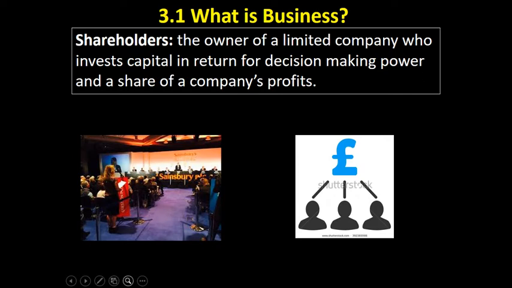At the annual general meeting, I've got a picture here from Sainsbury's annual general meeting, where the shareholders sitting here are able to vote on important matters, particularly regarding the appointment of directors to run the business, and they might be able to raise any issues that they have. It looks like that's what this person here is doing. Shareholders are entitled to a say in how the business is run, and they are also entitled to a share of the company's profits, which is known as a dividend payment.